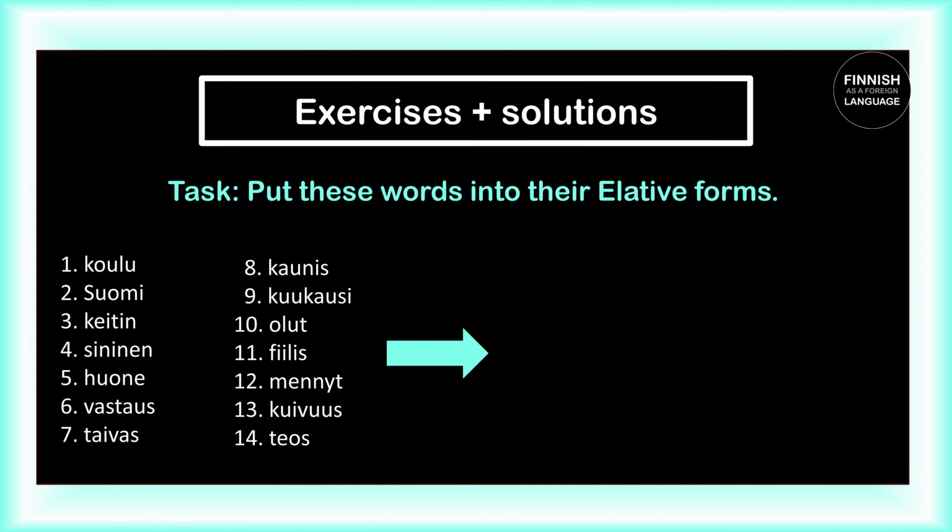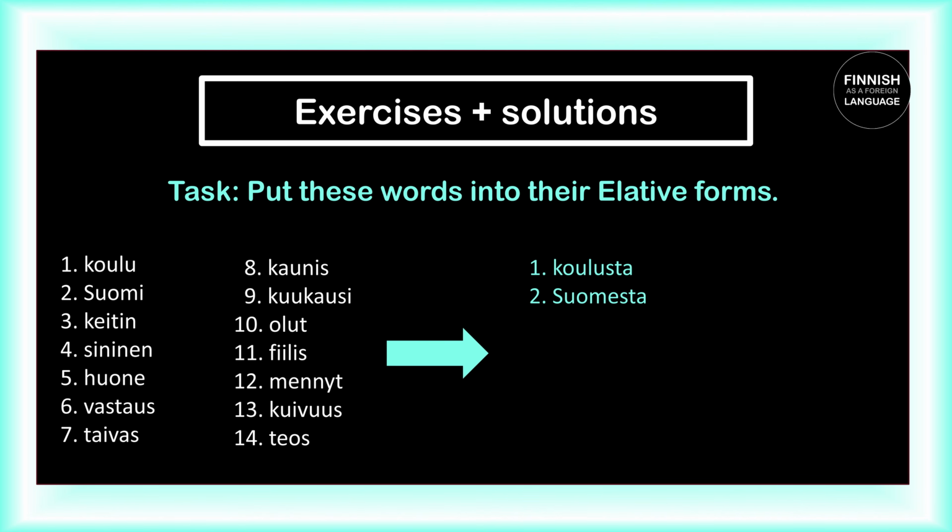Now we move on to the next exercise. Here we have 14 words which we have to put into the elative case. For each word we have 5 seconds. So let's go. Our first one is koulu, which means school. What is the elative case? That's right, it's koulusta. Next one, Suomi, means Finland. What is the elative case? Very nice, it's Suomesta. Next one, keitin, means cooker.